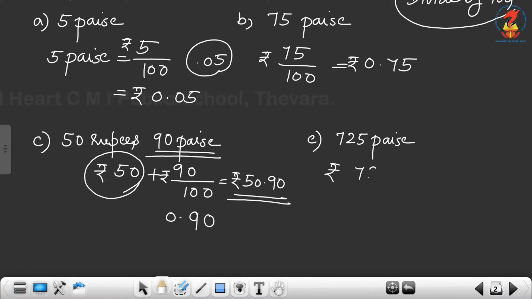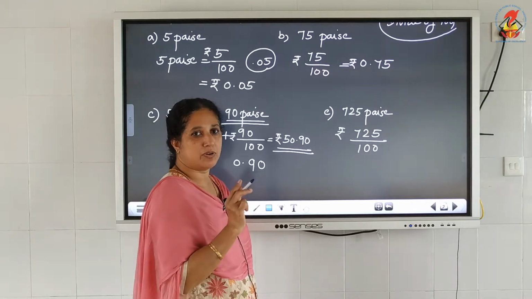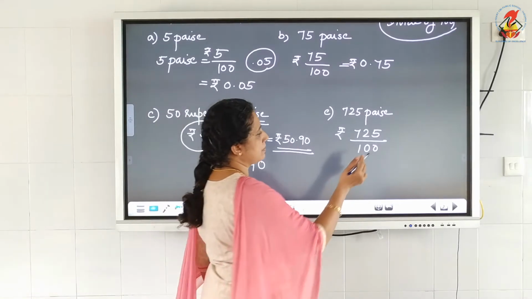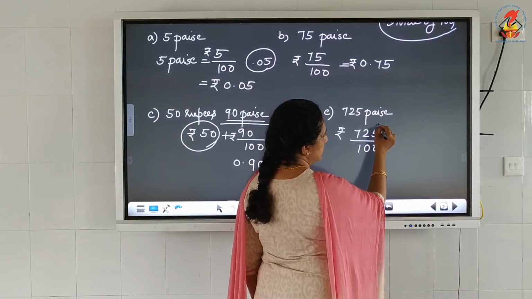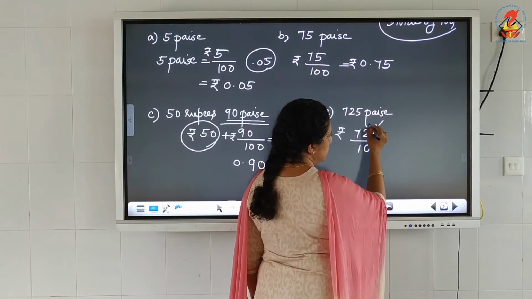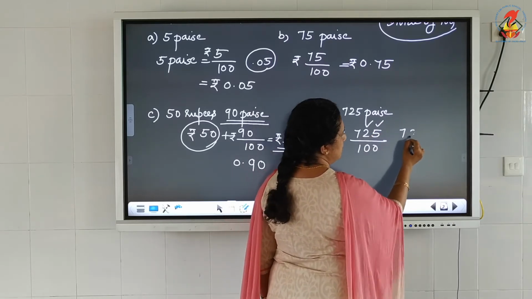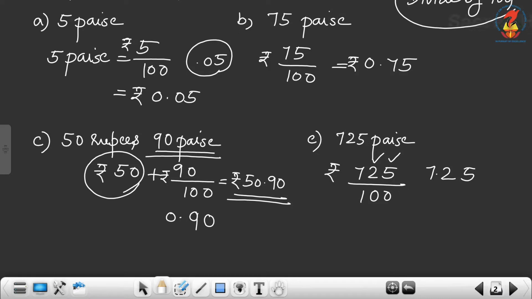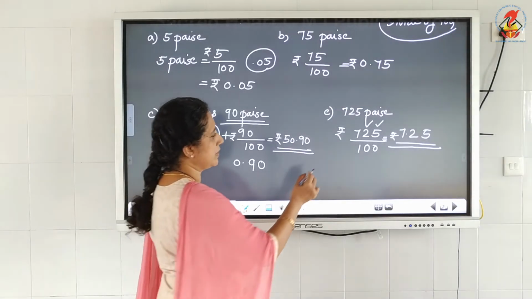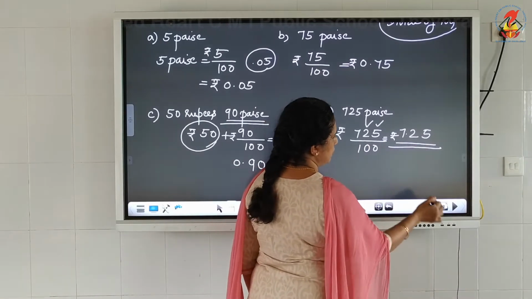So in order to convert paise into rupees, you have to divide by 100. And the decimal part will consist of only 2 digits. So you have to start from the unit place, select 2 digits, and put the decimal point. So 5, 2, then put the decimal point. So the value will be rupees 7.25. So 725 paise will be equal to rupees 7.25.